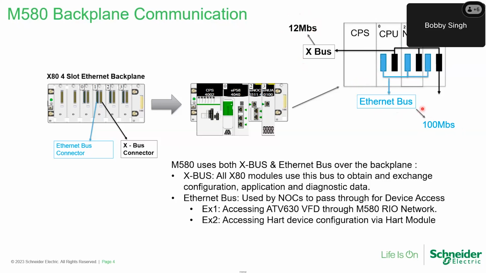Keep in mind that the Ethernet backplane port is disabled on all NOC modules by default, but can be enabled through the software. There are certain risks associated with enabling the Ethernet backplane port on the module, which I will explain a few slides from now. The Ethernet backplane port on the NOC module is mainly used as a pass-through for device access, but all the data such as Modbus TCP is exchanged over the X bus. The main purpose of this slide was to make sure we understand how M580 communicates to NOC and NUA modules over different communication buses.